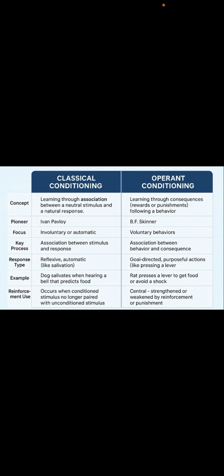An example of classical conditioning is Pavlov's experiment, where the dog salivates when hearing the bell. As the bell rings, the dog salivates, anticipating the occurrence of food. Next, in operant conditioning, the rat presses the lever to get the food pellet, or there can be avoidance.